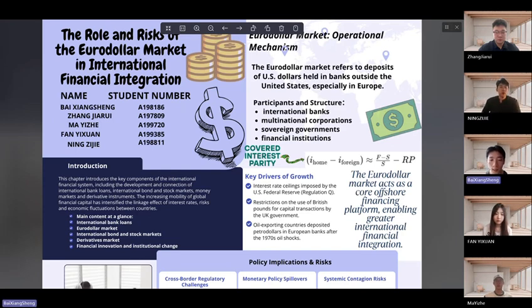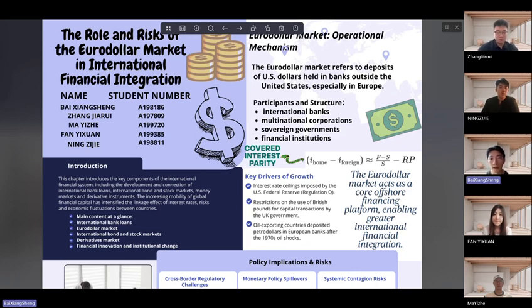And also the history, development, and how the market works are significant. The system formally began during the Cold War, when the Soviet Union started depositing its dollar reserves in British banks to avoid the risk of US asset seizure. This created a culture where US dollars were held outside of the country, free from US capital controls.